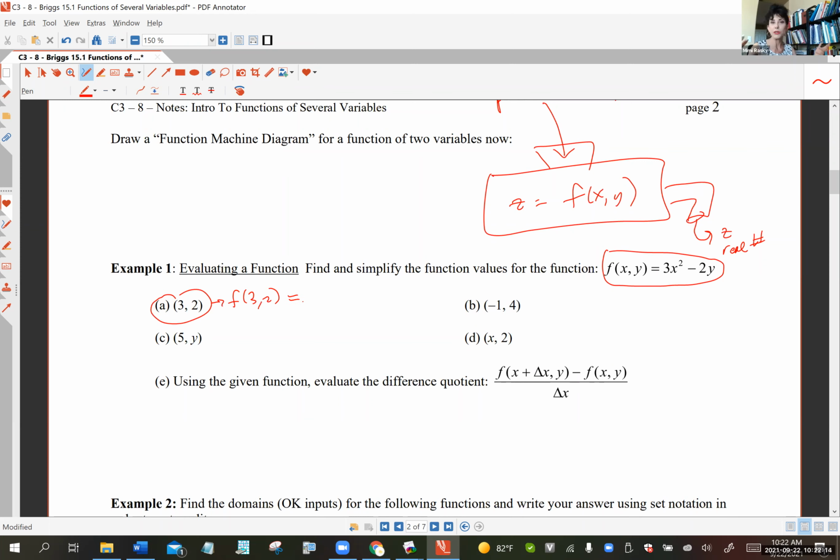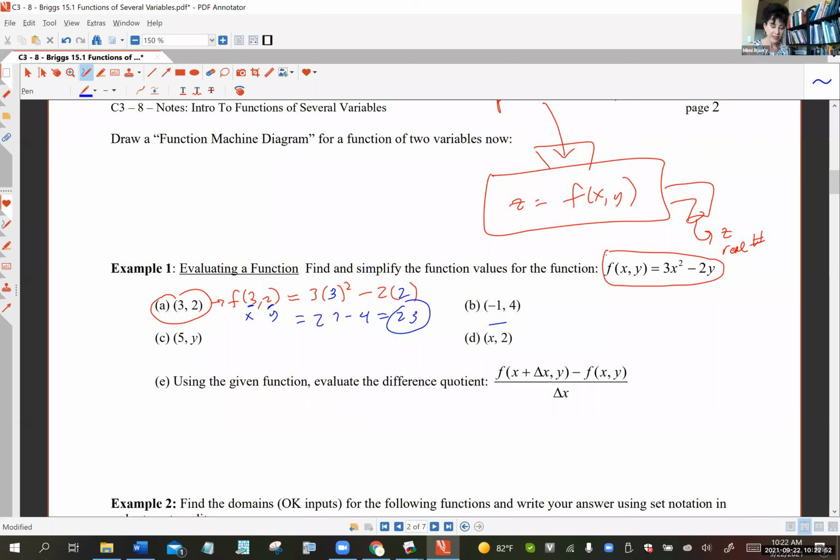And you're just going to use substitution, just like you would when you evaluate a function of a single variable at a number. So everywhere I see an x in the equation, I will substitute the x value, which is a 3, because that's what they gave me for the x. And then for the y, I substitute a 2. So 3 times 3² minus 2 times 2 gives me a z value of 27 minus 4, which is 23. And I'm done with part A. That was pretty easy.